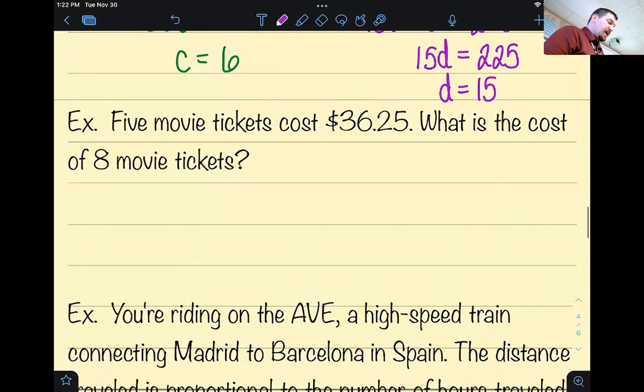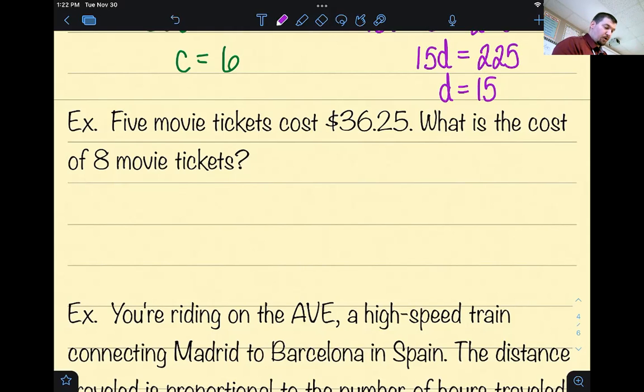Story problems. 5 movie tickets cost $36.25. What's the cost of 8 movie tickets? So in these problems, I want to be very clear about this. You must set up a proportion on your work paper. On your quiz Friday, you will have a blank and an equal sign, and you're going to have to put those 4 numbers in there and set up a proportion.